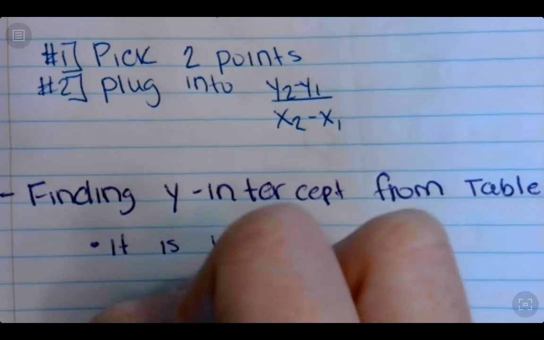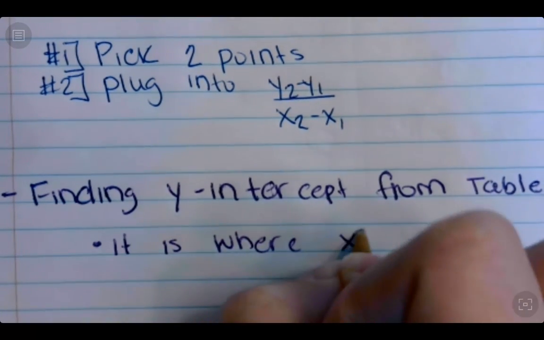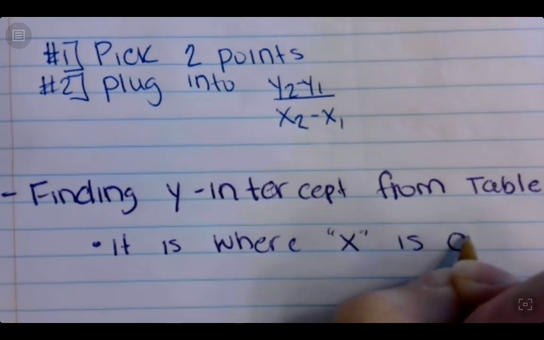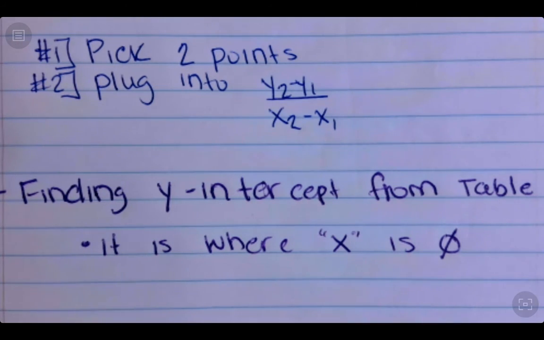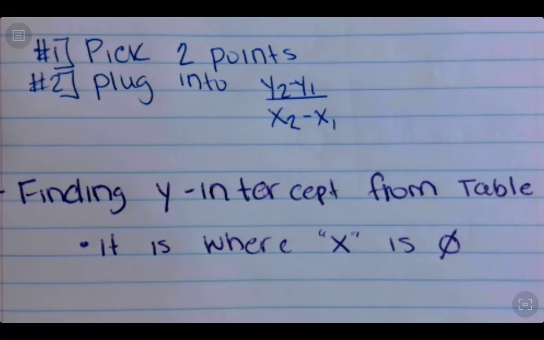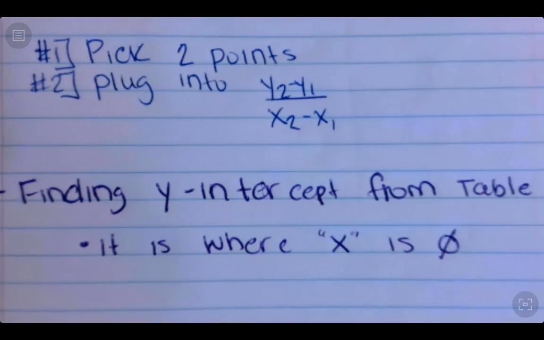It is where x is 0. It is where x is 0, not where y is 0. It has to be x. All right? So let's work on finding these 2 things and plugging them into an equation. Let's go.